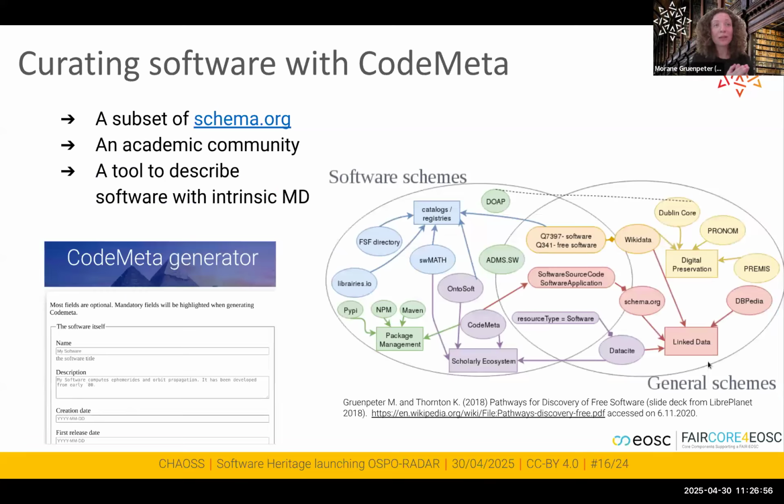And we are using CodeMeta because CodeMeta is special. CodeMeta tried and is still working on mapping the landscape of metadata vocabularies. And it's a lot. This diagram is from 2018. We can say it grew since. And also it wasn't exhaustive at the time. CodeMeta is an academic community. It's a vocabulary that's a subset of schema.org. And we have this tool, the CodeMeta generator, as I said, to create the codemeta.json file.